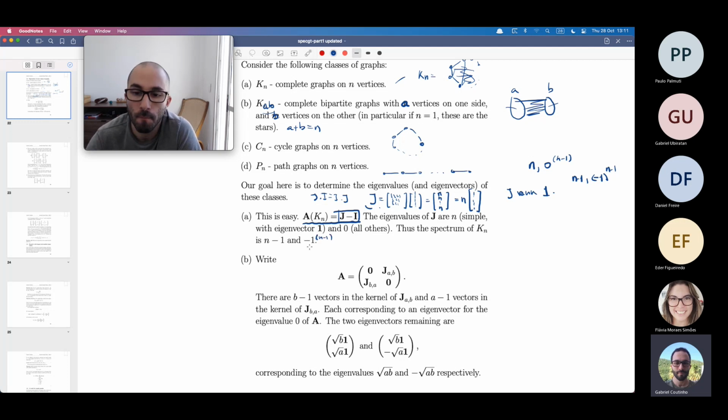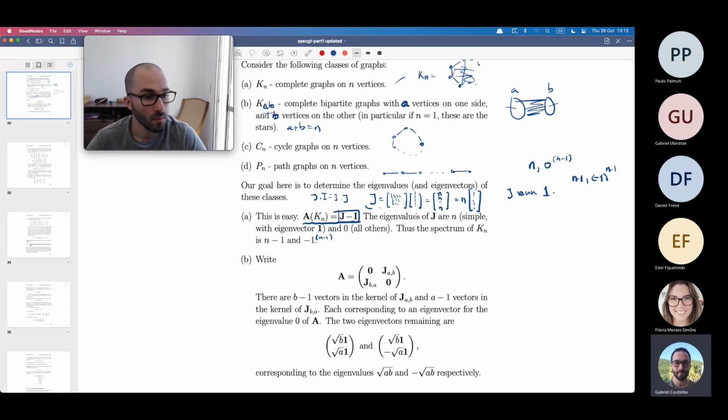Any questions? You can of course find a basis of eigenvectors. You know that the all ones vector is an eigenvector, and you know that the other eigenspace is the space which is orthogonal to the all ones vector, so the set of all vectors whose entries sum to 0.